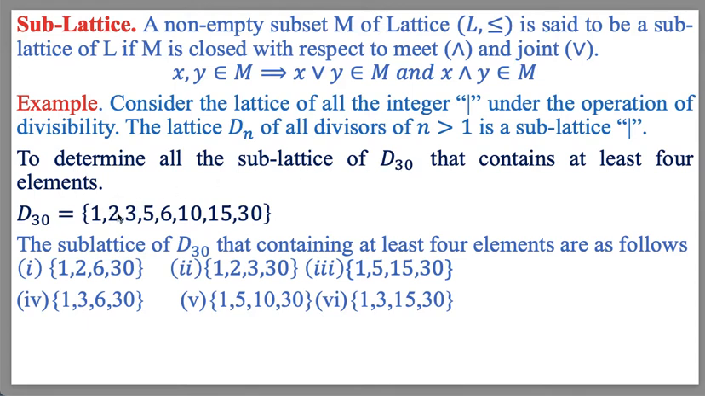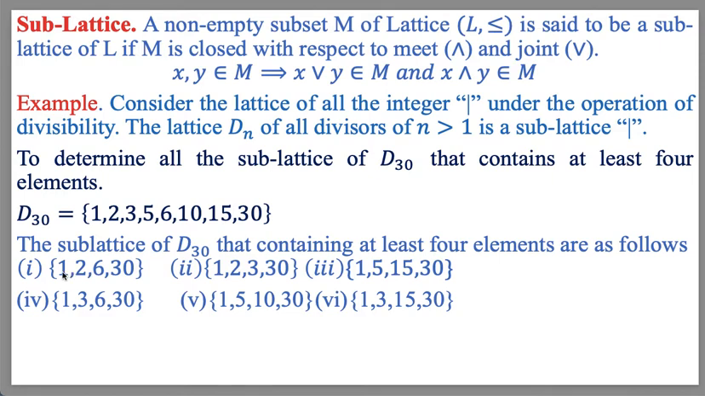1 30s are 30, 2 15s are 30, 3 10s are 30, 5 6s are 30, 6 5s are 30, 10 3s are 30, 15 2s are 30, 30 1s are 30. So these are all the divisors of 30. Now we need to find the sublattices which contain at least 4 elements. Any subset consisting of 4 elements will be a sublattice if it is closed with respect to join and meet, meaning every pair of elements contains a least upper bound as well as a greatest lower bound.